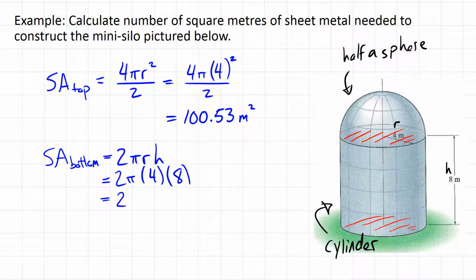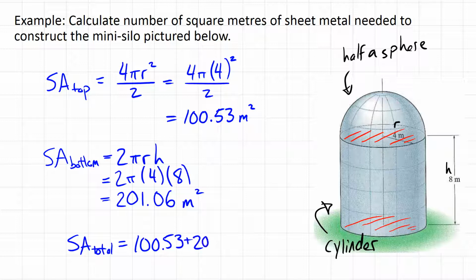And I get 201.06, rounding to 2 decimal places, 201.06 square meters. So that lets us calculate the total surface area. Surface area total is going to be those two parts, 100.53 plus 201.06, and I'll round to 1 decimal place, and I get 301.6 square meters. That's the total surface area of that miniature silo.